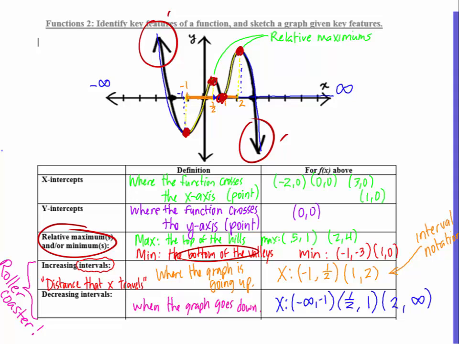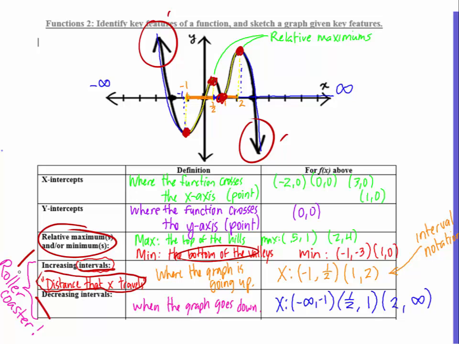The last 2 are probably the toughest. This is increasing and decreasing intervals. Remember, an interval is a set of x values. So it's the distance that x is traveling while it's doing that particular thing. In this case, increasing, going up, or decreasing, going down.